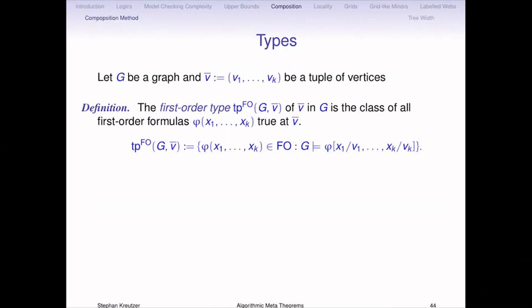And the first one is the composition method, which, for those of you who work with automata, you will know this theorem, of course. And it will help us to solve the case on trees. Okay, we need a little bit of definition. The first is the notion of types, first-order types.